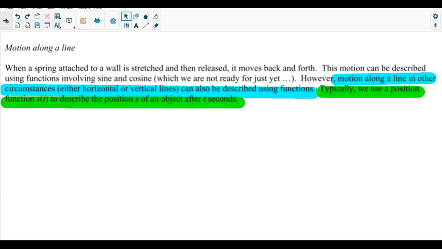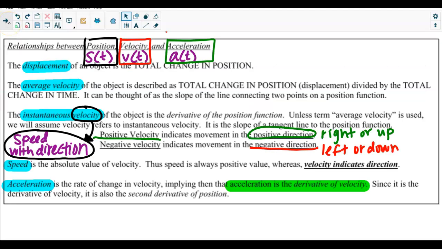Well, today we're looking at motion along a line. So right now, motion along a line is just going to be left, right, up, and down. We'll talk about if there's other motion later. But some vocab you need to know. Displacement is just a change in position. And that position is s of t.